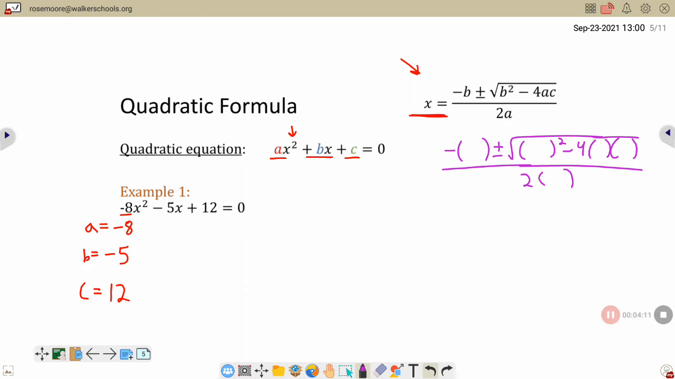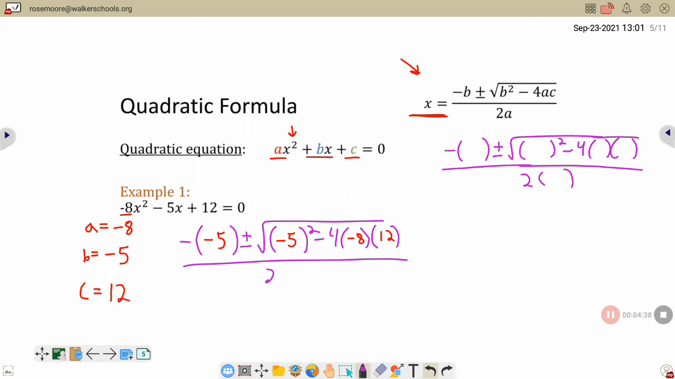Okay? So then I start using my formula. So again, my formula is opposite of b. Right? What is b? Well, b is negative 5. Plus or minus square root b squared. So again, I'm going to put negative 5 in here. Minus 4a. All right, and then a is negative 8. c is 12. All over 2a.